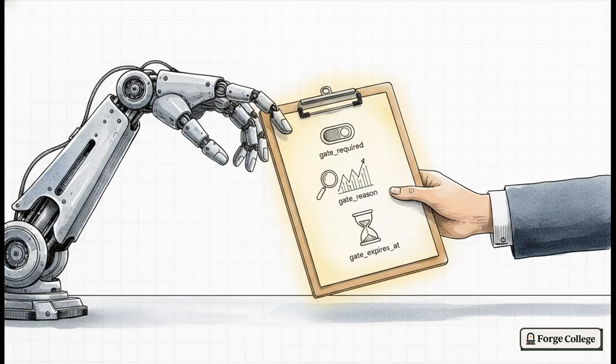First, a Boolean flag that flips gate required to true. Second, a gate reason. This gives a short, structured explanation, something like discordant oracle prices. And third, a ticking clock. Gate expires at. This time to live is absolutely crucial because the human reviewer needs to know exactly why they were paged and exactly how many minutes they have to approve the action before that market opportunity completely vanishes.